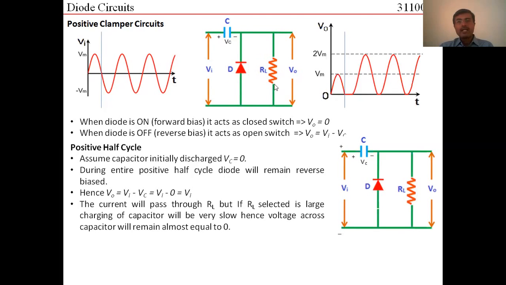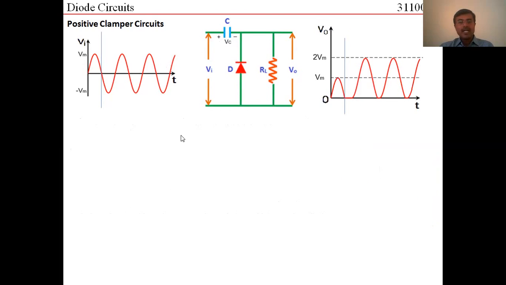Again, considering the value of the resistance RL to be very large, the time constant is going to be very large. So the charging of the capacitor would be very, very slow, and hence we can assume that the capacitor would remain at 0 volts only. There would not be any charging of the capacitor. So we can approximate that because there is very slow charging, the capacitor would not charge and Vc would still remain equal to 0. Right?